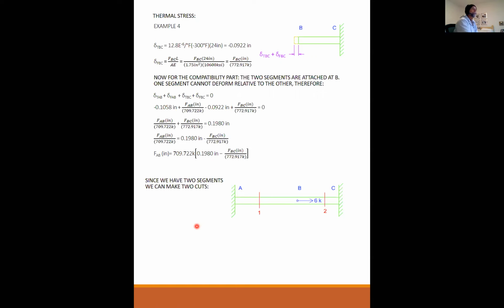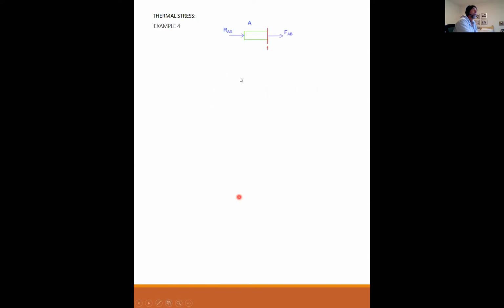So I have two segments, I can make two cuts. Looking at the first segment from A to cut 1, I have FAB in tension assumed. I have the reaction RAX. Summing the forces in the X direction, RAX plus FAB equals 0, so the reaction is equal to the negative of the force. That's all that one tells me. I can't get anything else out of that one.